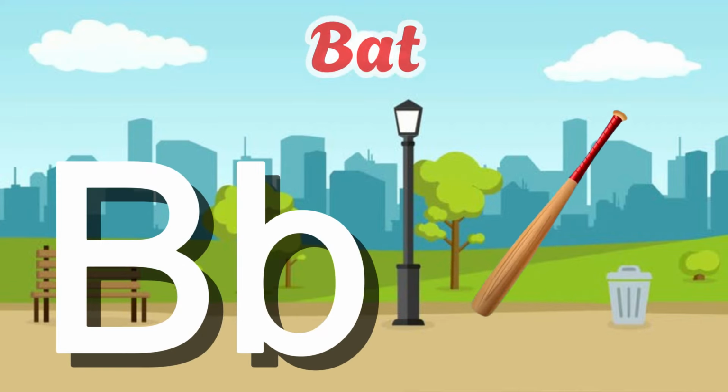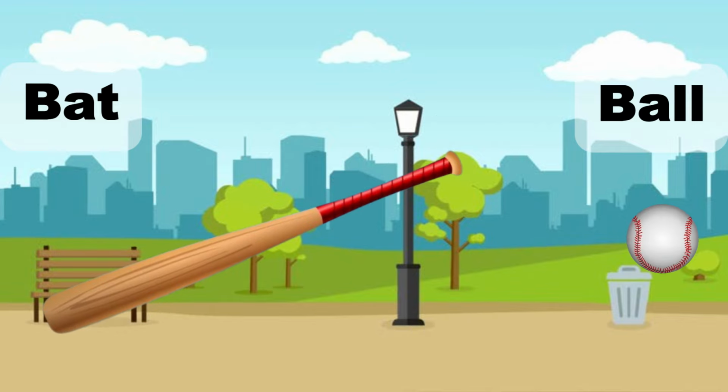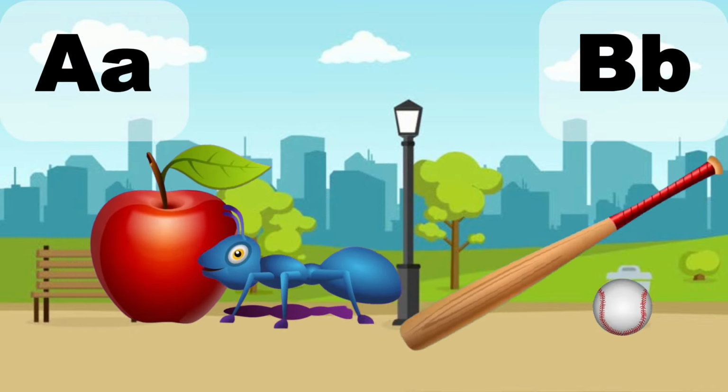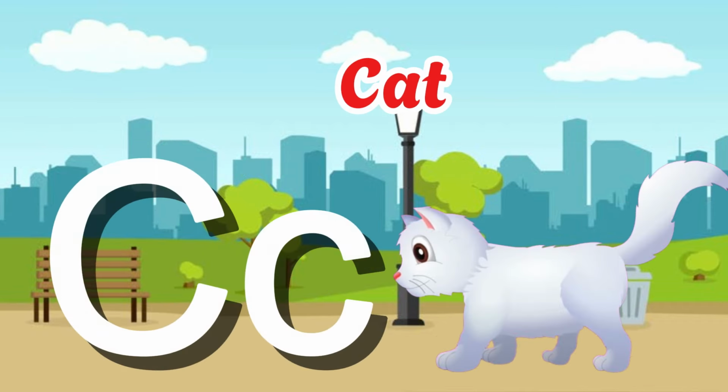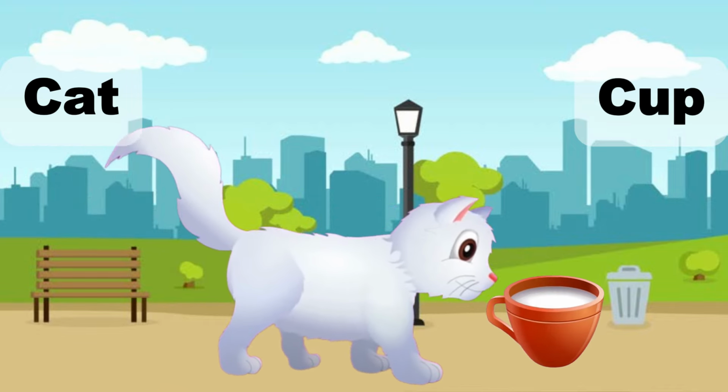B for bat, B for ball, b b b. C for cat and C for cup, c c c.